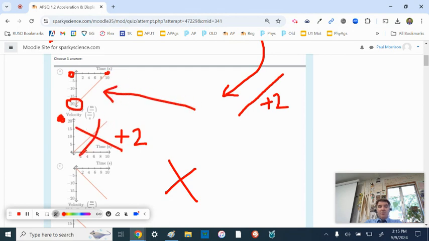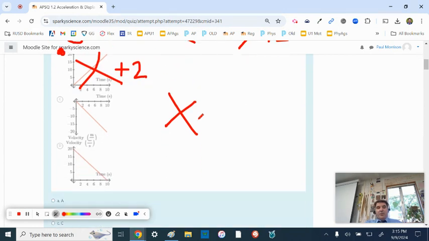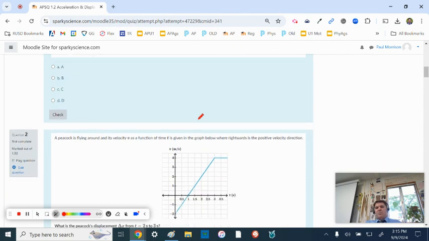Same slope, so be careful. It's not just the slope, it's also where you start and where you finish. Sometimes we just pick the one that looks visually easiest.